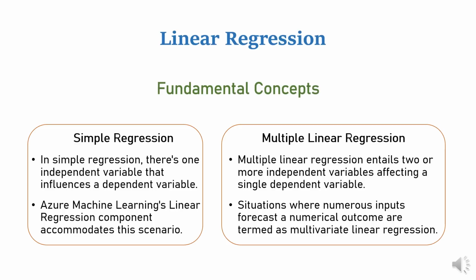Fundamental concepts. Simple regression. In simple regression, there's one independent variable that influences a dependent variable. Azure Machine Learning's linear regression component accommodates this scenario. Multiple linear regression. Multiple linear regression entails two or more independent variables affecting a single dependent variable. Situations where numerous inputs forecast a numerical outcome are termed multivariate linear regression.